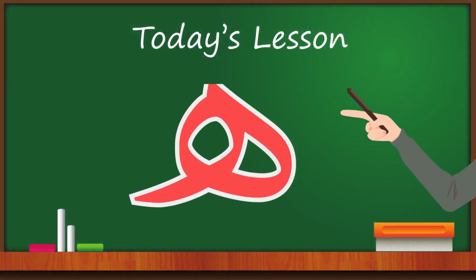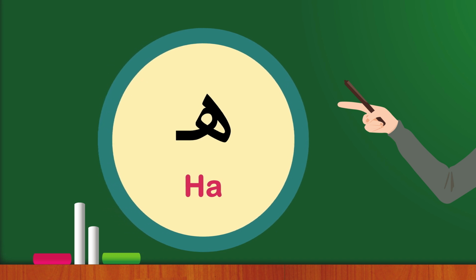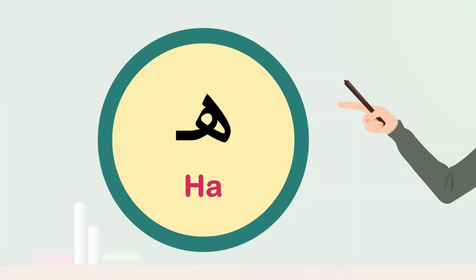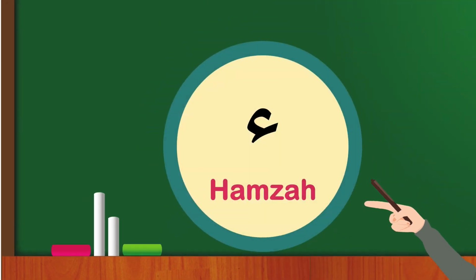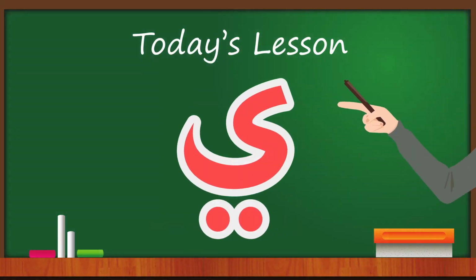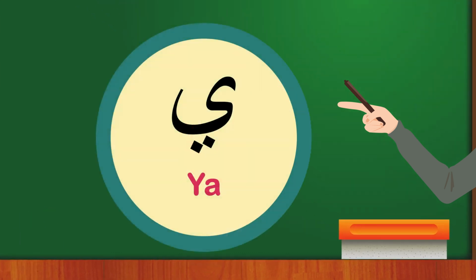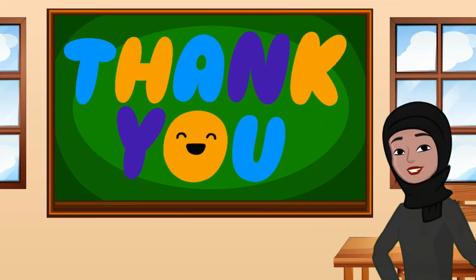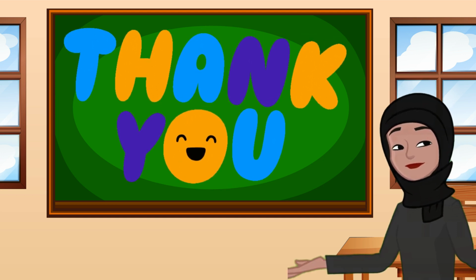Wow. Ha. Can you say ha with me? Ha. Hamza. Can you say this with me? Hamza. Ya. Can you say this with me? Ya. Well done, kids. Today we learned the letters Alif to Ya.